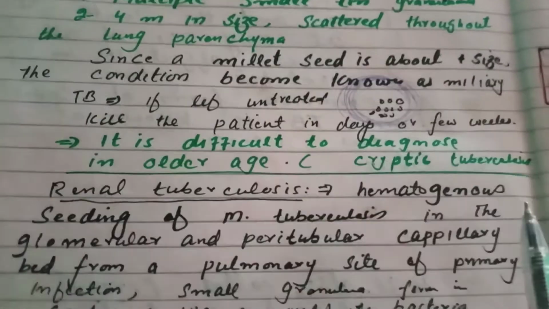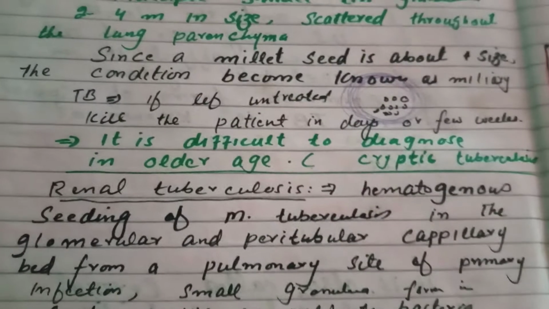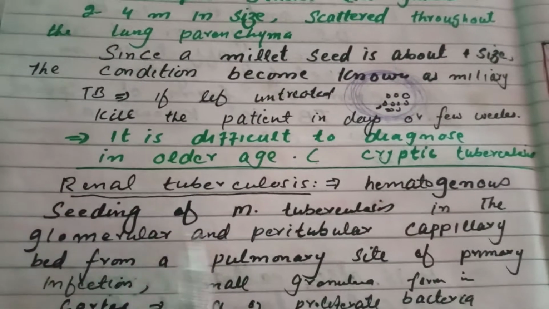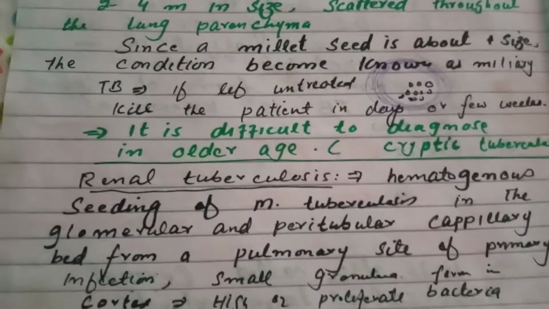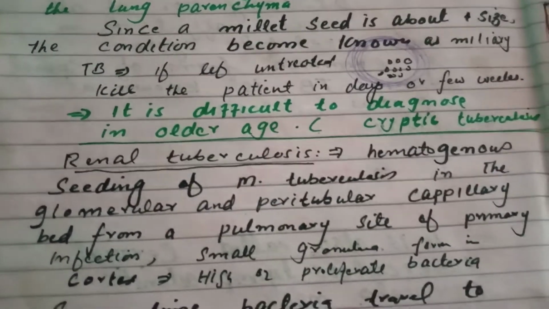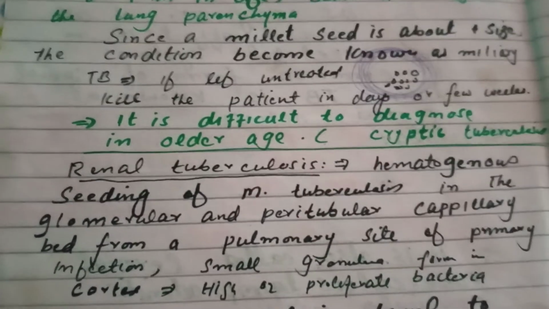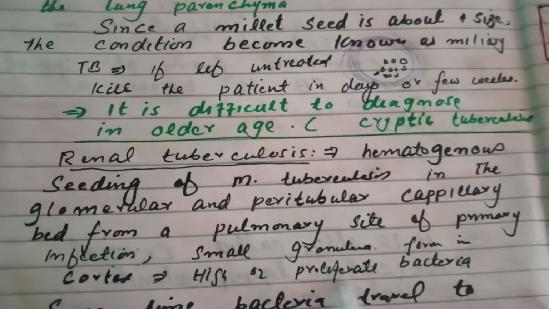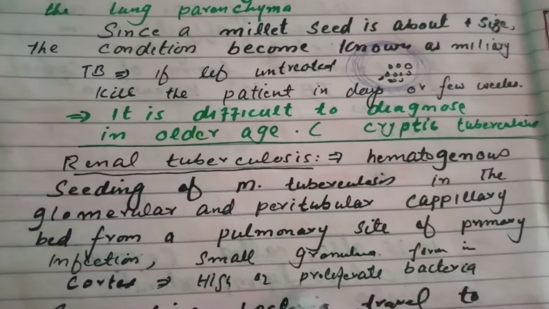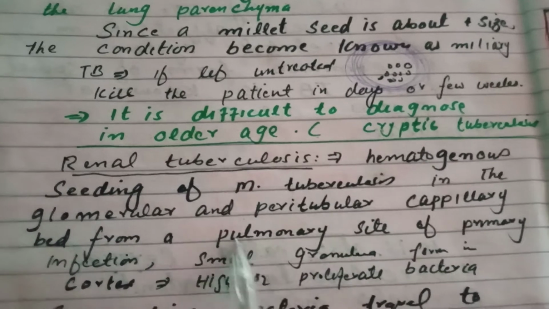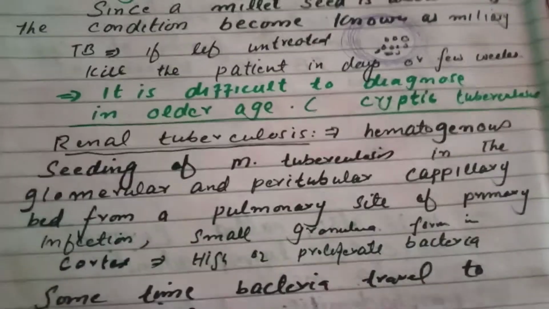Now, what is renal tuberculosis? Renal tuberculosis is the hematogenous seeding of Mycobacterium in the glomerular and peritubular capillary bed from the pulmonary site of primary infection. Small granulomas form in the cortex. Why? Because this bacteria loves to grow in oxygen and this region is rich in oxygen. Therefore, the bacteria proliferate and cause renal tuberculosis.